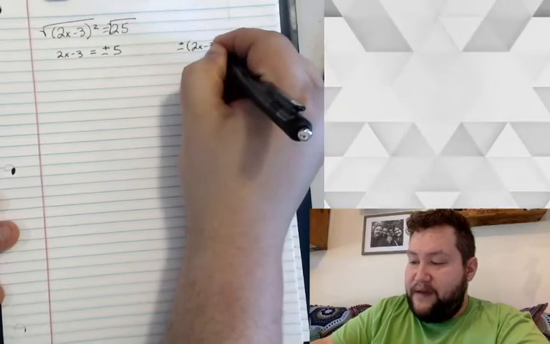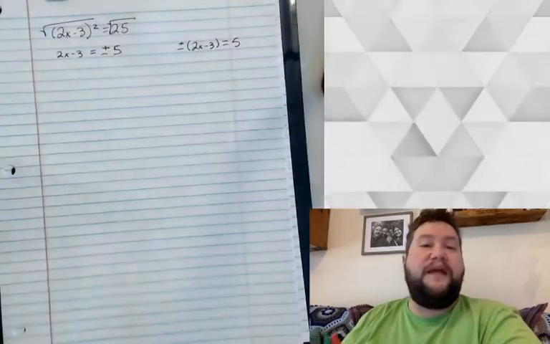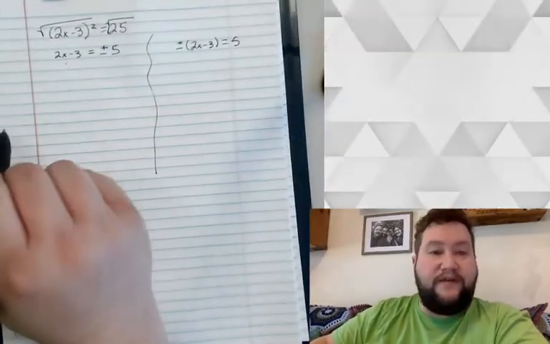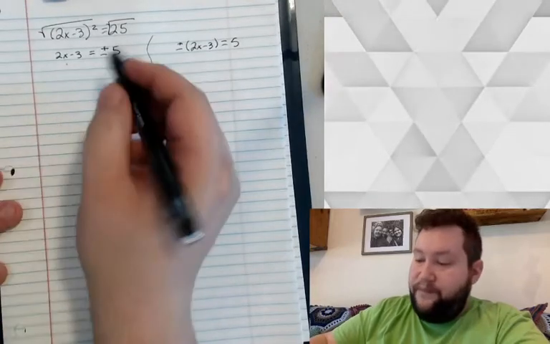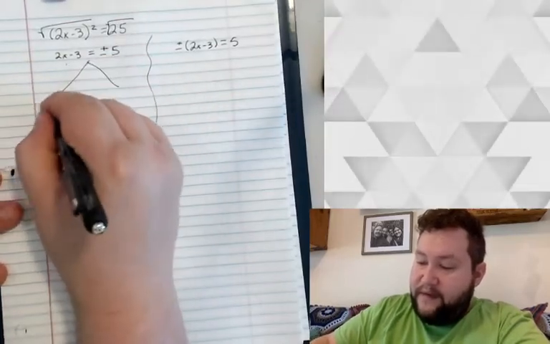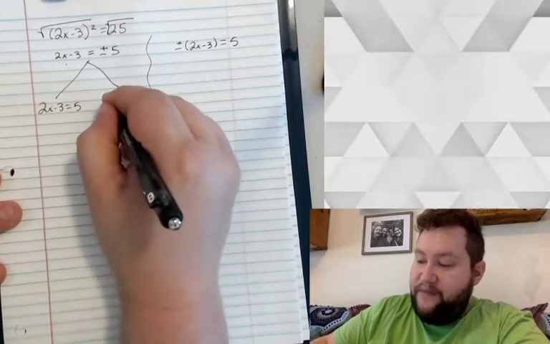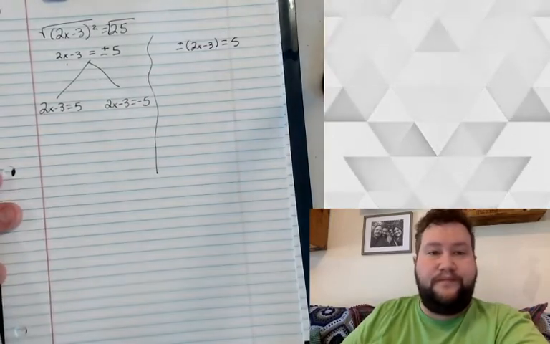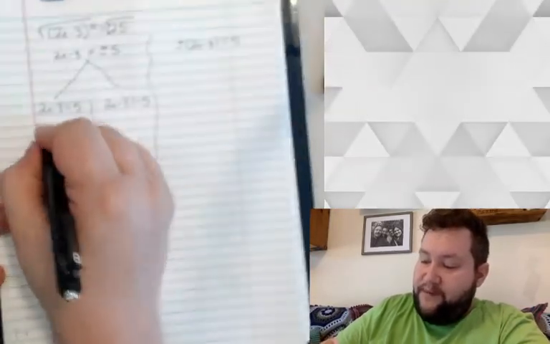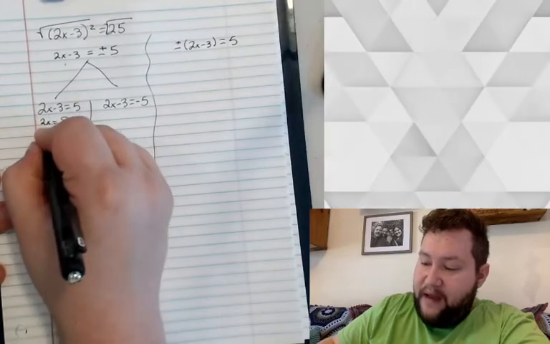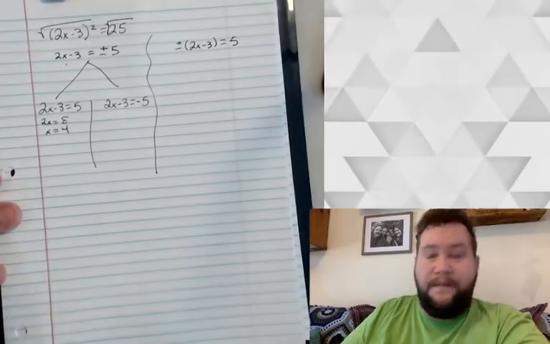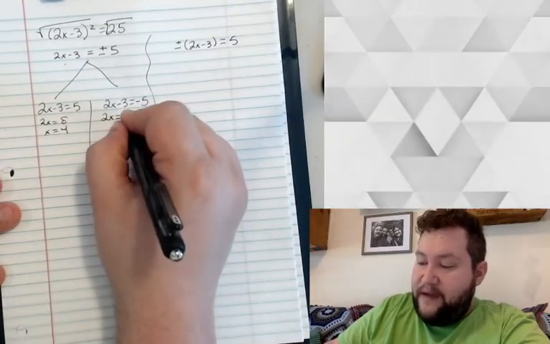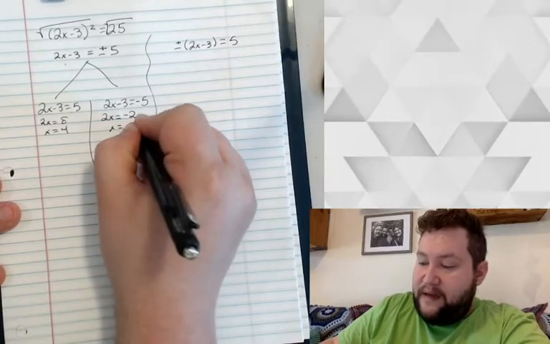Now you might be wondering, what happens if I put the plus or minus on the other side? 2x minus 3 equals 5, and that's where our plus or minus is going to be. Well, we'll look at both of those in turn. I'm going to work on this side first. So we have two cases: 2x minus 3 equals 5, or 2x minus 3 equals negative 5. And we'll solve each of those in turn. We have 2x equals 8, x equals 4. Or we have 2x equals, add a 3 to both sides, negative 2, x equals negative 1.